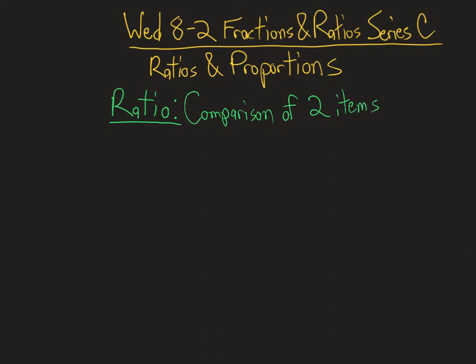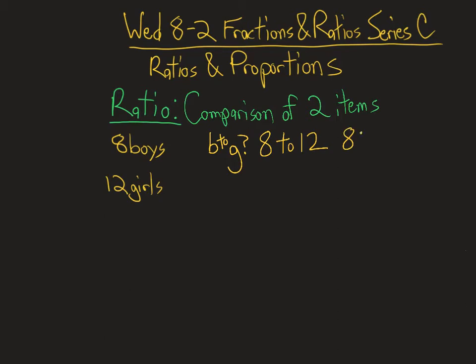For instance, we might have something like 8 boys and 12 girls in our class right now. So if we wanted to make a ratio of those, we could say that the ratio of boys B to girls, what is the ratio of B to G, boys to girls? It's 8 to 12. Another way we can write that is 8 colon 12. Okay? Those are two of the ways you'll see ratios written. It's a comparison from boys to girls.